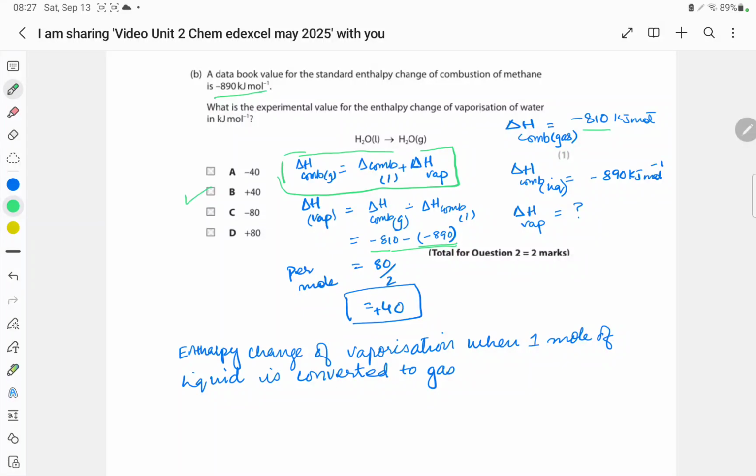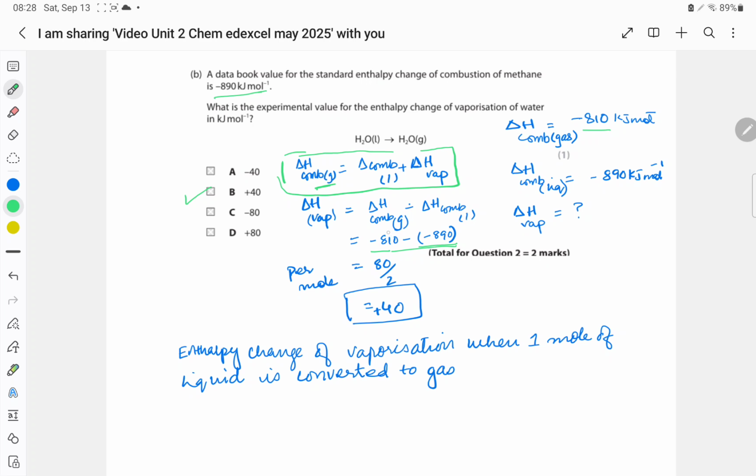Hello students, so now we're going to solve part B. The data book value for the standard enthalpy change of combustion of methane is minus 890 kilojoules per mole. What is the experimental value for the enthalpy change of vaporization of water in kilojoules? We know that the enthalpy change of combustion in the gaseous state is equal to combustion in the liquid state plus vaporization. So all these values are already given to us.